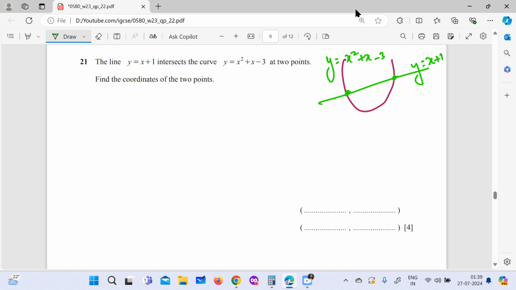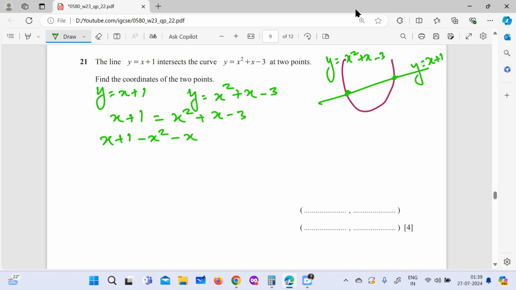Okay, now, let's not complicate it. This is already given, y is x plus 1, and here y is given as x square plus x minus 3. So both are the same functions y, so we can equate them. You can write this as x plus 1 equals x square plus x minus 3. Let's bring all of them to one side. x plus 1 minus x square minus x plus 3 gives you 0, and then minus x square plus 4 equals 0.